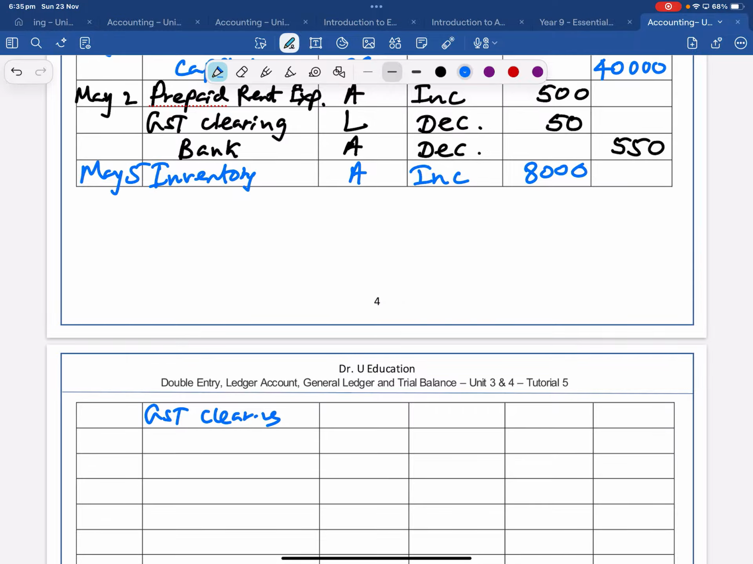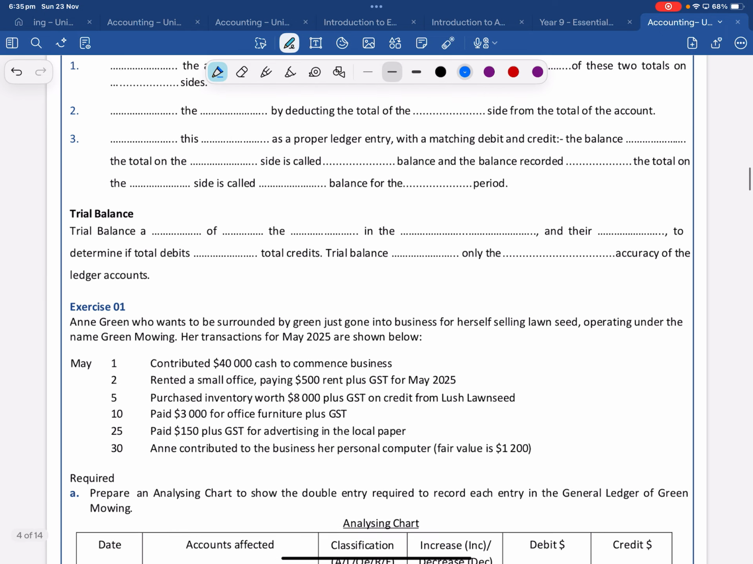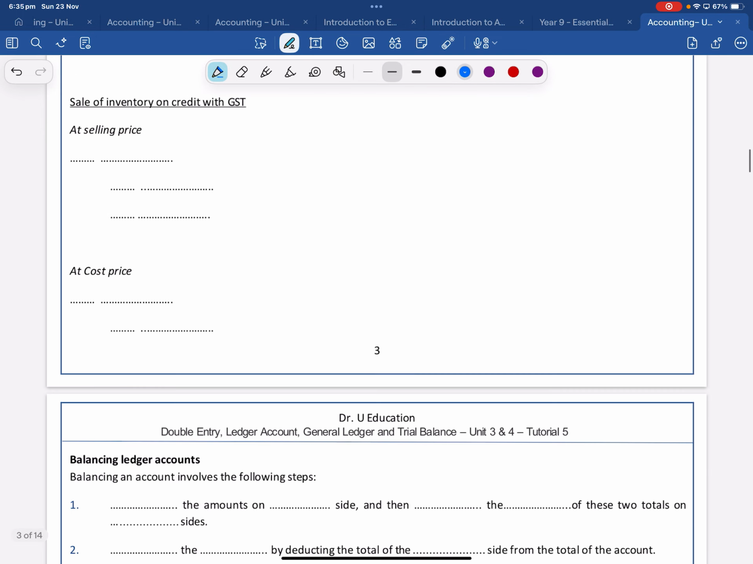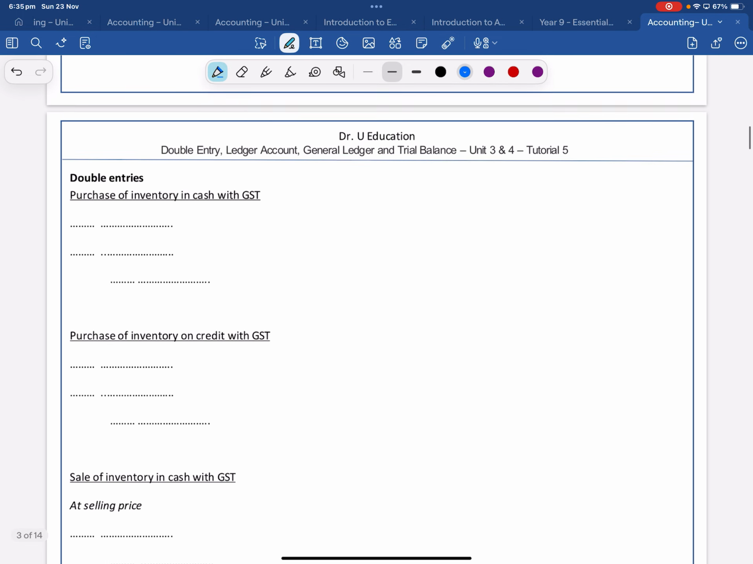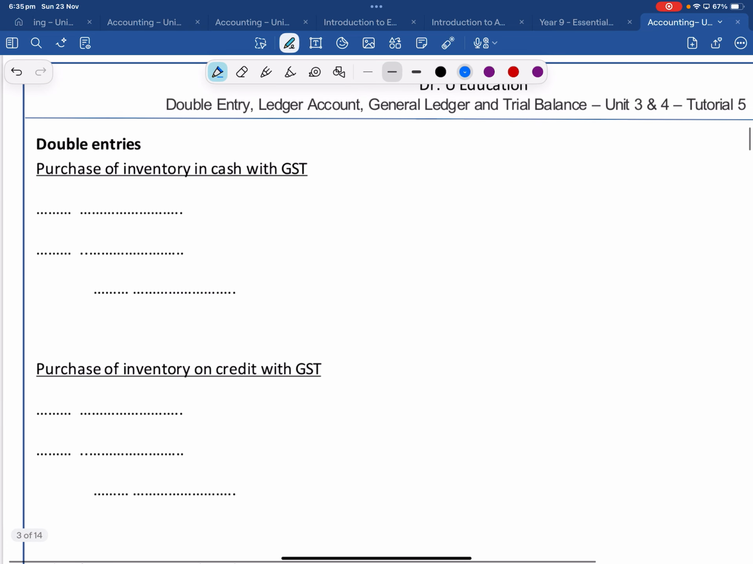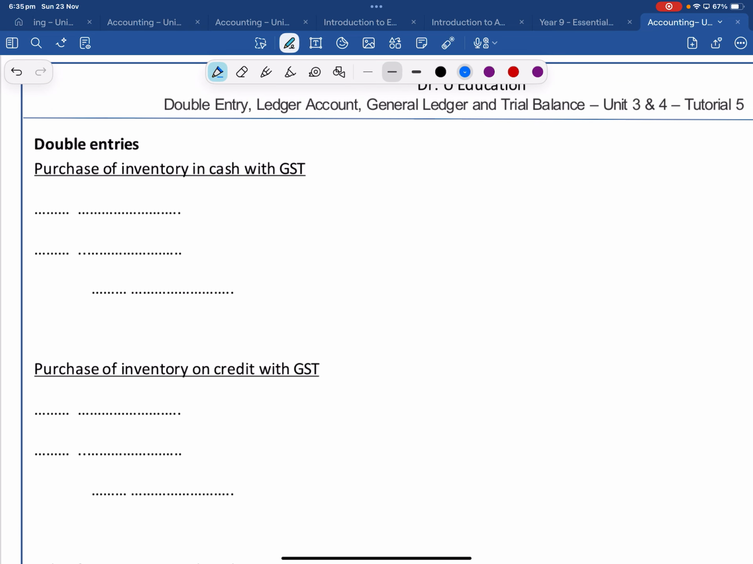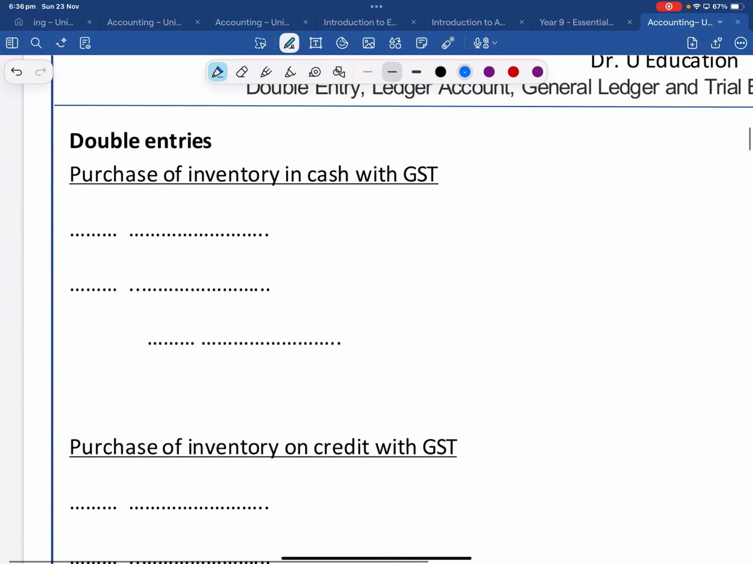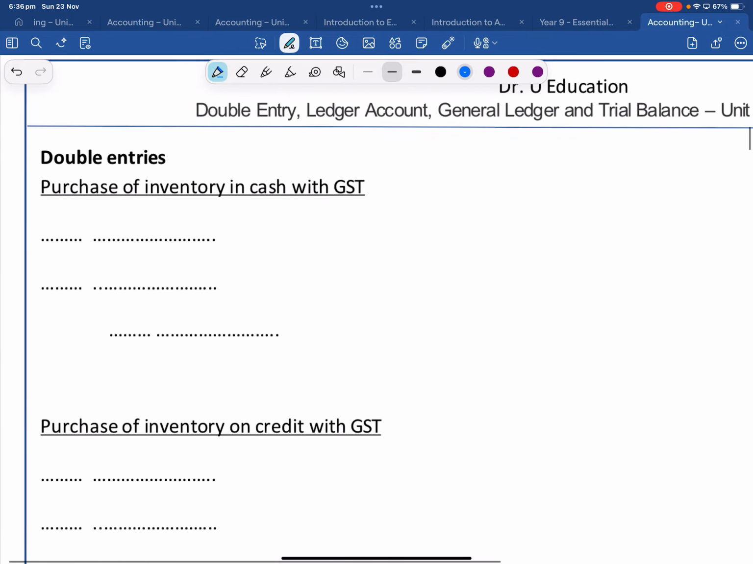Sorry. Before that, I should have given you this one. Please go to page number 3, guys. Double entries for the purchase of inventories in cash with GST. I have a question. You put 8,000 for inventory, but it's plus GST. Yeah, we'll add GST later, right? I'll show you. But we don't add GST to the inventory. Is that what you're asking?